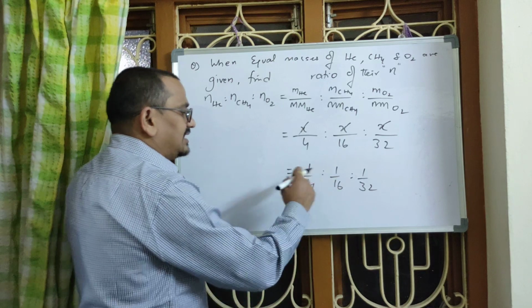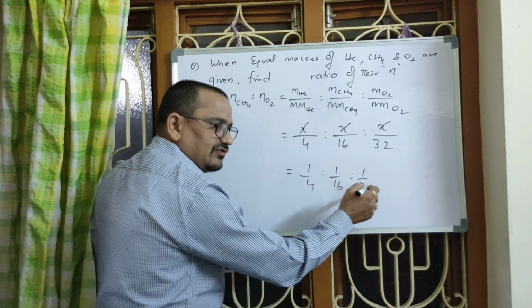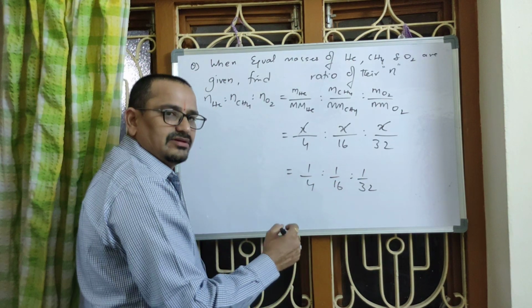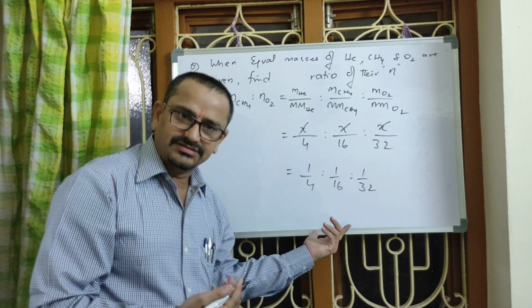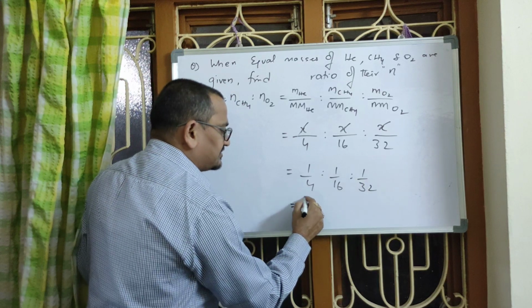Now let us take the LCM and simplify this. Yes, 4 1s, 4 4s, 4 8s. Understood? And simplify the relation. Now you can proceed, I think. Or you can multiply the whole with 32, the biggest number.